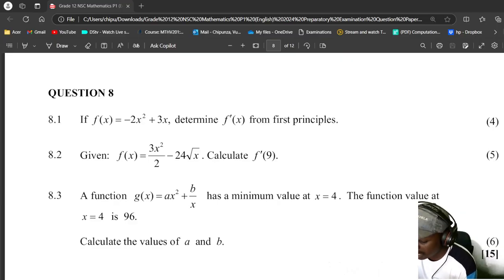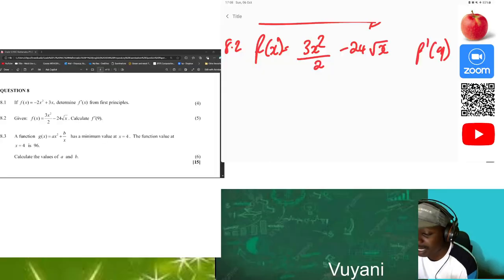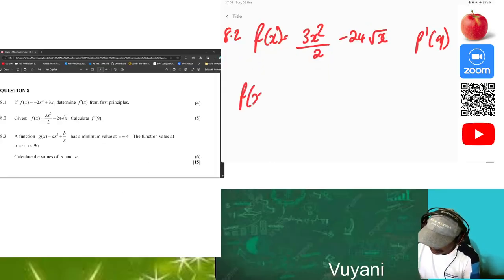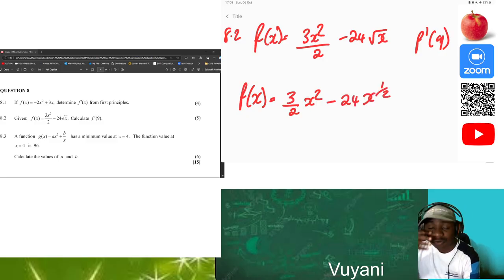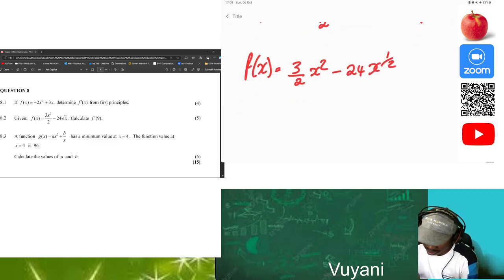And now they want us to calculate f prime of 9, which means they want us to find the first derivative of x. Of course, we cannot use first principles in this instance. As you can see, we just have to use those straightforward rules which have already been taught in class. So let's minimize that. We can rewrite our f of x as 3 over 2 x squared minus 24 x to the power 1 over 2, because we now need to remove the square root. Now we can find our f prime of x using the power rule.